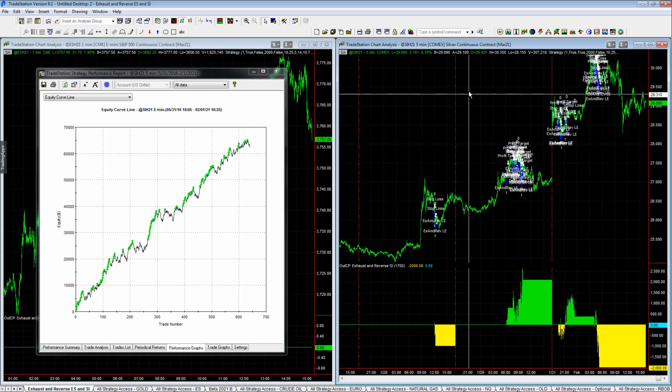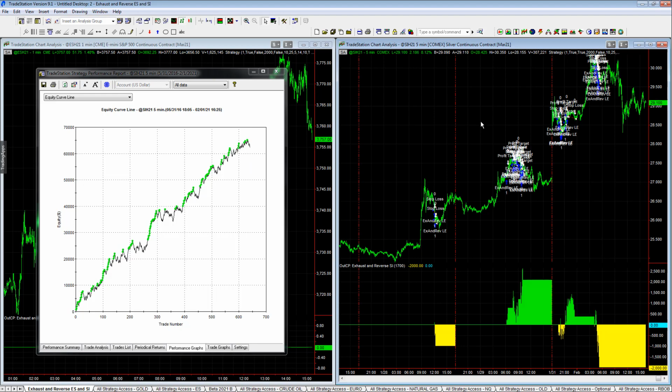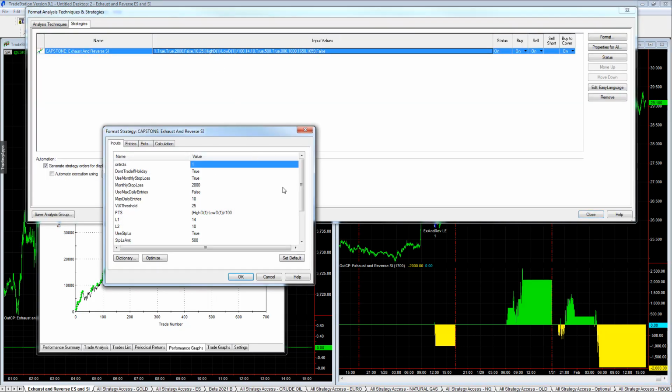And I want to show you a parameter set. This won't trade anymore this month. The thing is that if you have this strategy, if you download the trial, it won't trade anymore this month. I'm going to show you why. The parameter settings are use monthly stop loss of 2,000, and so it's down 2,000. It's done for the month.